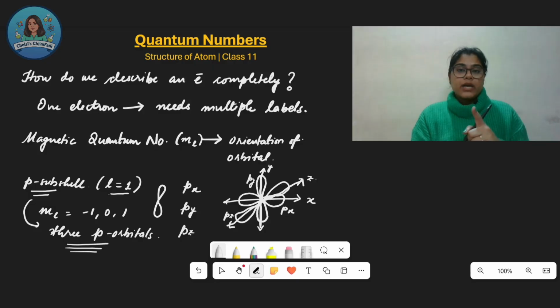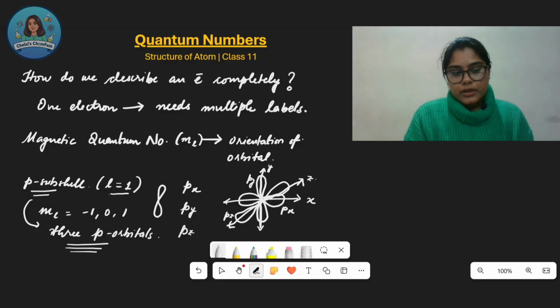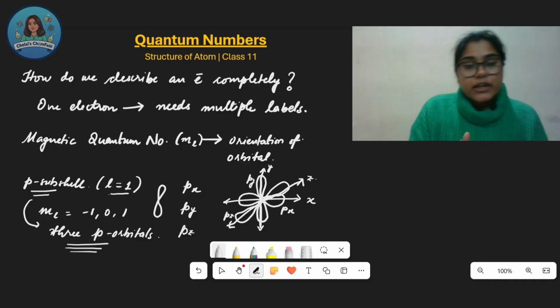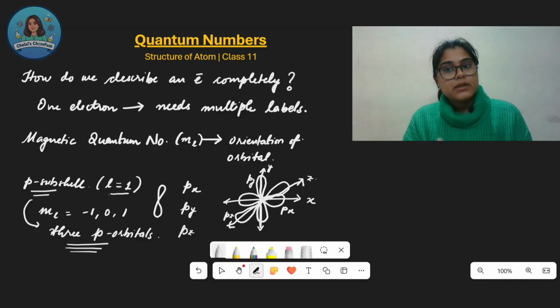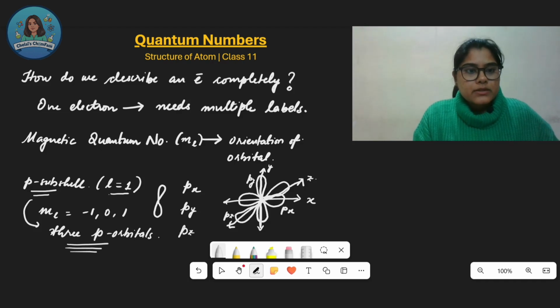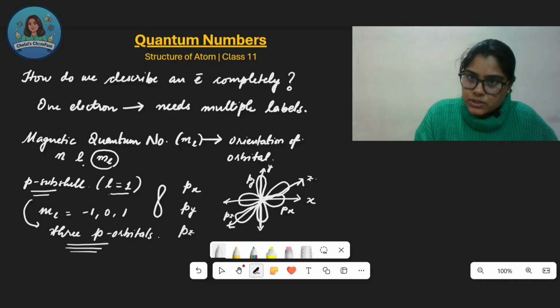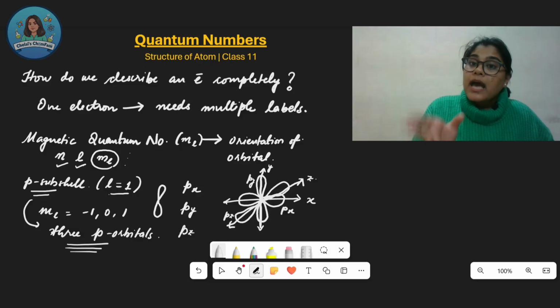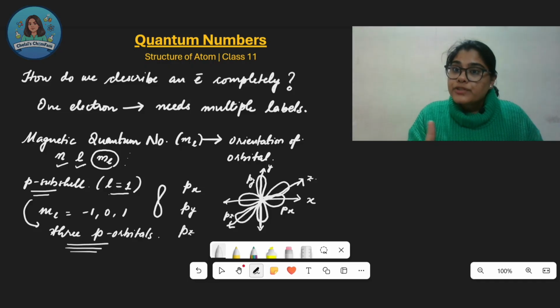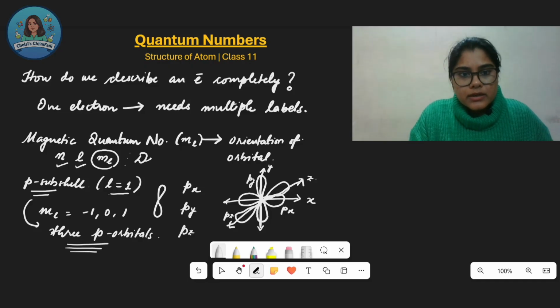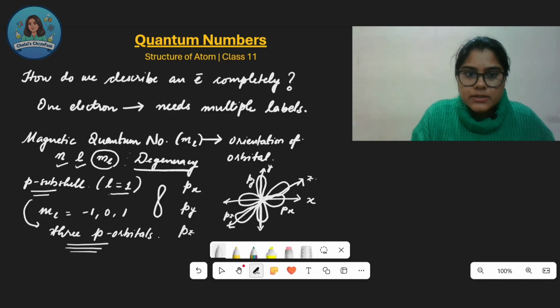Now we have to note something. In the absence of a magnetic field, orbitals with different ml values but the same principal quantum number and azimuthal quantum number will have the same energy. That means when n is the same, l is the same, but ml is different, meaning different orbitals within this subshell of this shell, all these orbitals will be of the same energy in the absence of a magnetic field, and this is known as degeneracy. Just keep this term in mind.